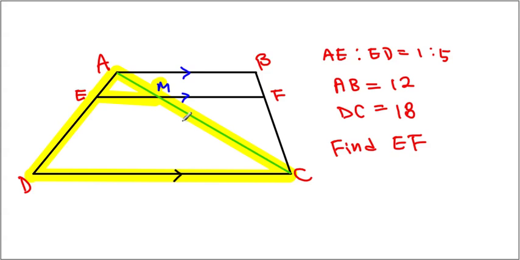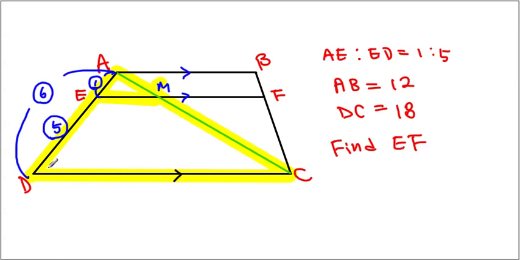Then what will be the ratio between those two triangles? Since AE to ED is a 1 to 5 ratio, I don't know the exact length, but the ratio between small to big triangle will be 1 to 6. Combining the big thing, the entire line segment, 1 to 6. That will be the ratio.